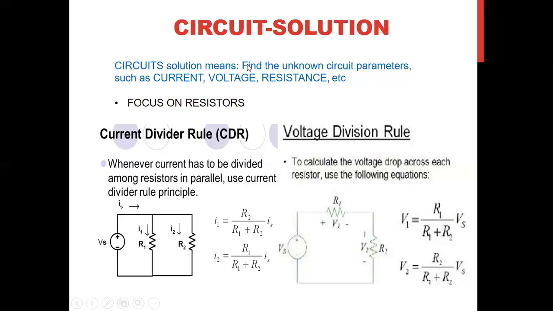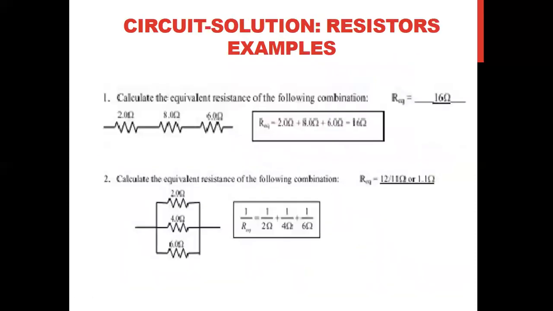So as we solve the circuit, we are going to find the unknown values. Either it can be current or voltage or resistance. Let's go to the example. First, the simple one, what we have done before. This is three resistors connected in series. What is the total resistive value?